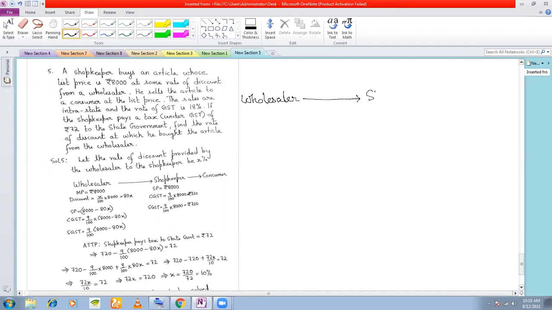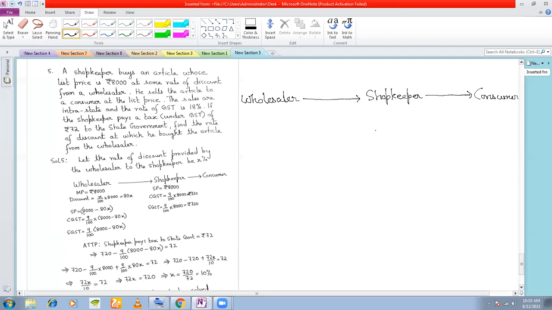Then you have a shopkeeper. And finally you have a consumer. Okay, now the shopkeeper buys an article whose list price is rupees 8,000 at some rate of discount from the wholesaler.